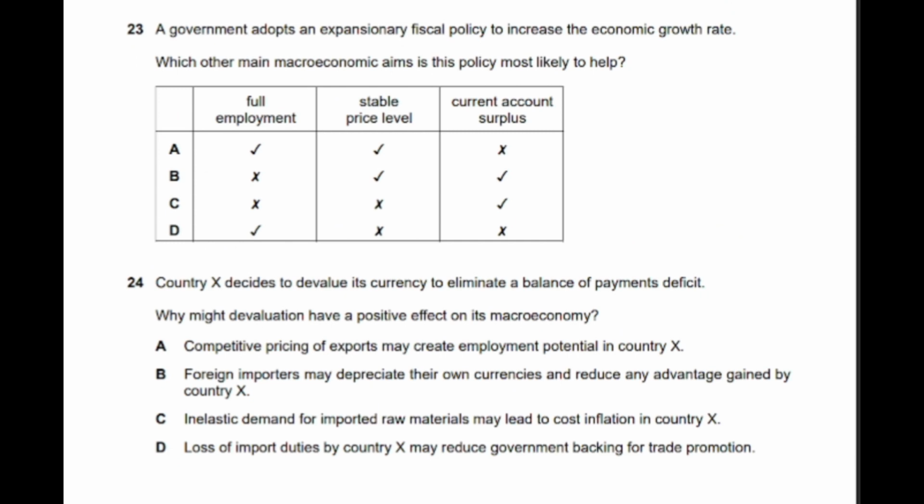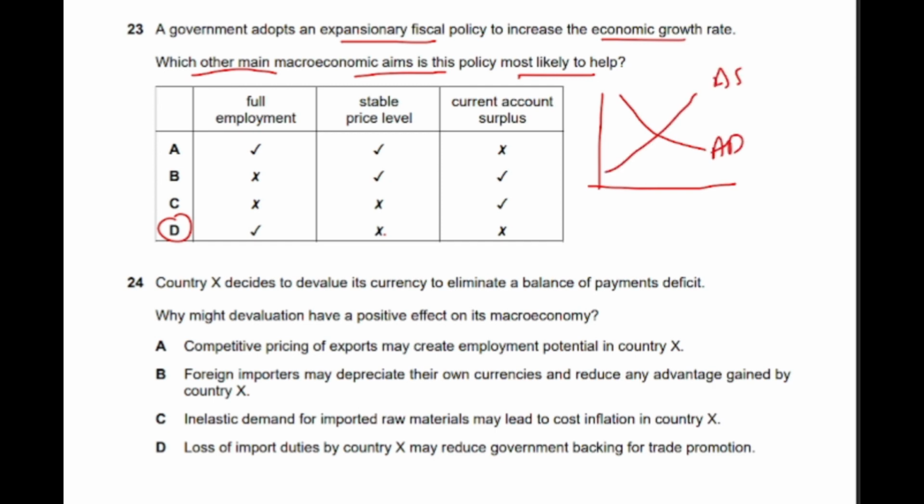Question 23 says, a government adopts an expansionary fiscal policy. Expansionary fiscal policy is when government reduces taxes and increases government spending and increases aggregate demand to increase economic growth, right? Which other main macroeconomic aim is this policy most likely to help? Okay, so this policy will help to achieve full employment. Option D is the correct answer. This will not help to achieve stable prices, and it will not help to achieve current account surplus, because when government uses expansionary monetary policy or fiscal policy, it increases aggregate demand.